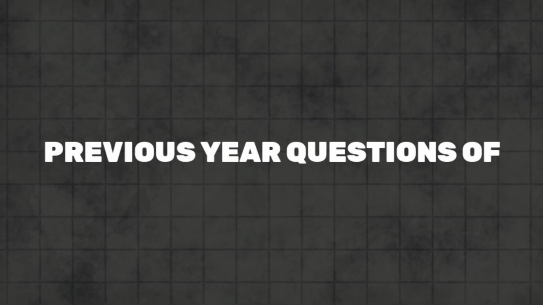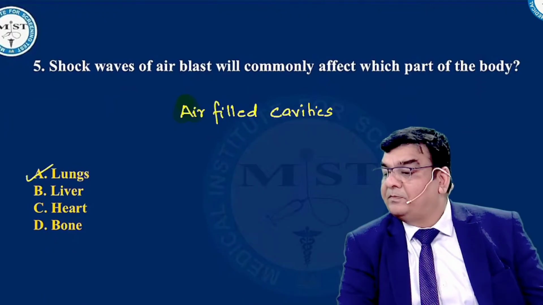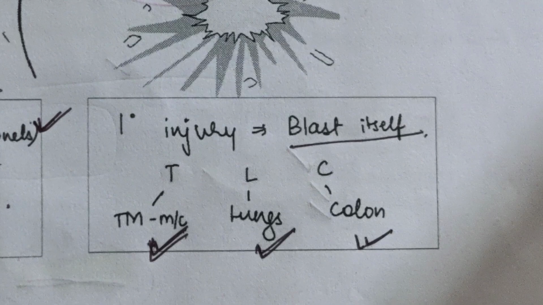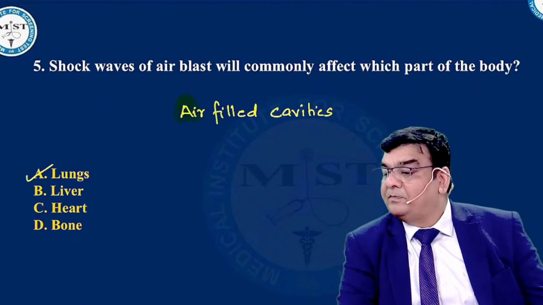We are going to see previous year questions of the January 20, 2024 paper. For example, look at this question. It was asked, shock waves of air blast will affect which part of the body? Here you can see there are primary and secondary injury. Blast injury comes under the primary. In that, tympanic membrane is the most commonly injured and second is lungs. But in the options you don't see tympanic membrane, so you will go with the lungs.